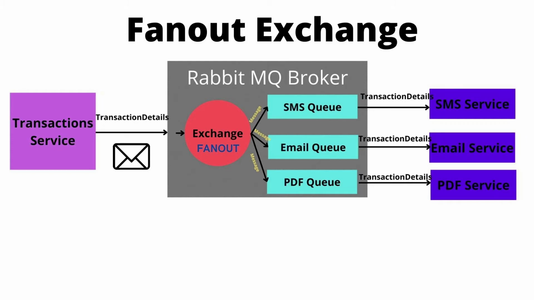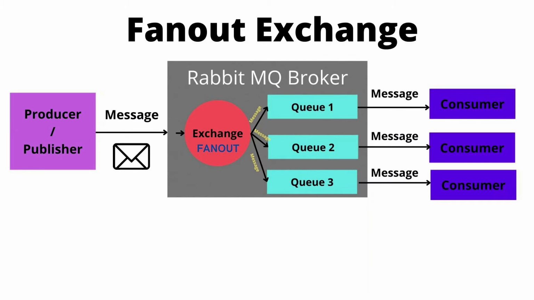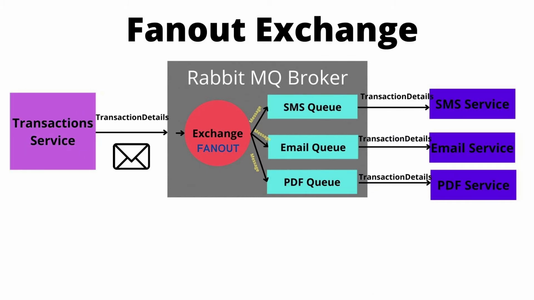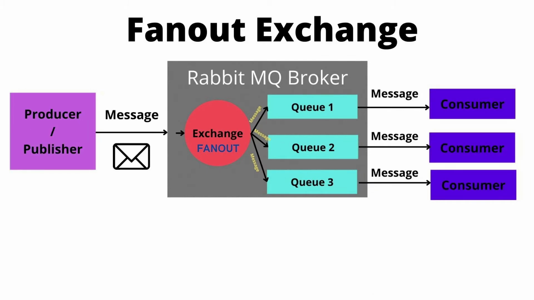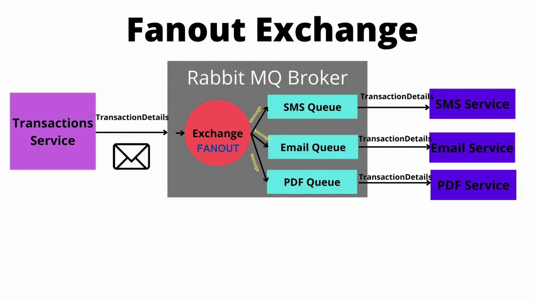Let's take a look at this real-life example. So here we have a transaction service, which is the producer or the publisher, and the message being published is the transaction details. So let's take a look at how the schema was. As you can see, the transaction service is the producer and the message being sent is the transaction details. The transaction details might contain information such as the transaction ID, the amount, the description, the name, and so on.